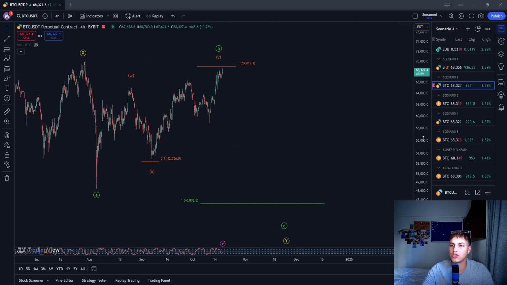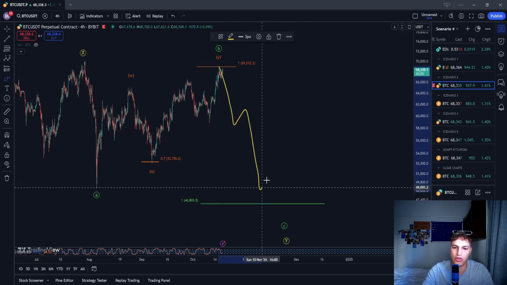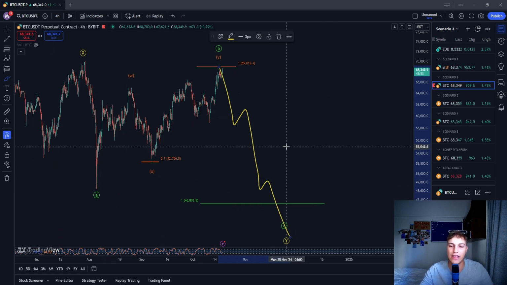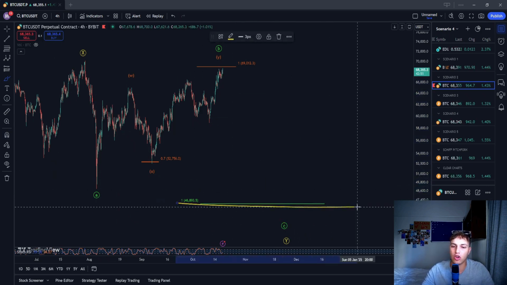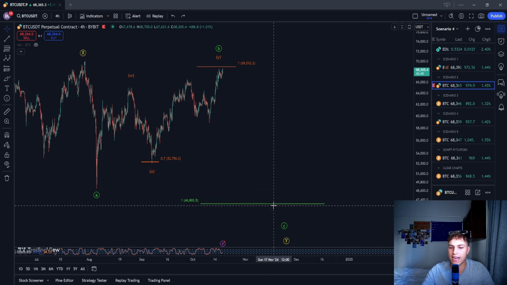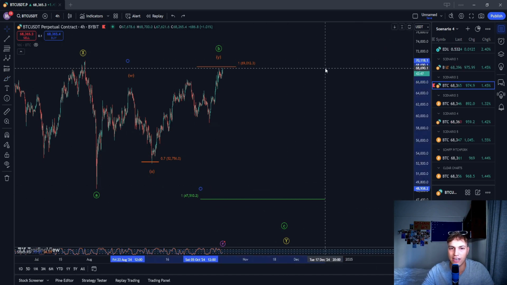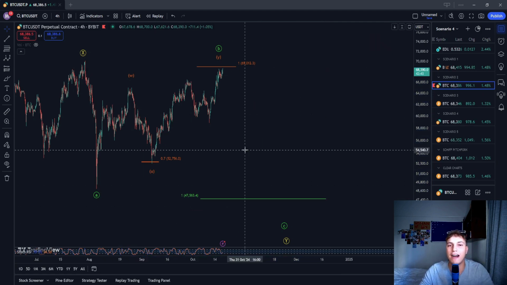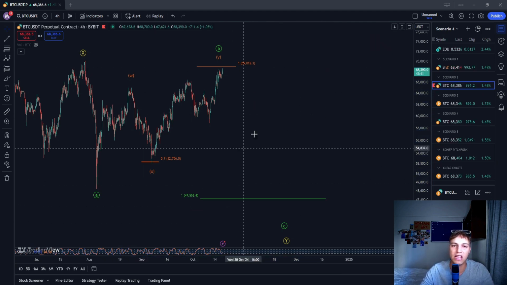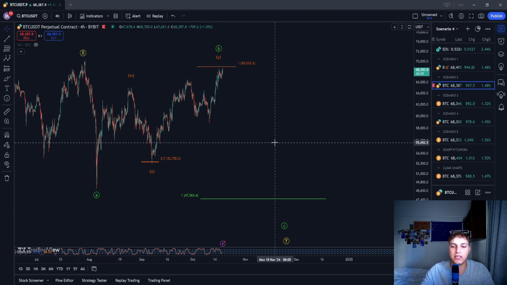After this, we should get massive impulsive structures to the downside, a 1, 2, 3, 4, 5 in that wave C. The target for the wave C at the moment, actually this can change slightly now, is around 47,563. This entire ABC move would indeed be a flat structure.